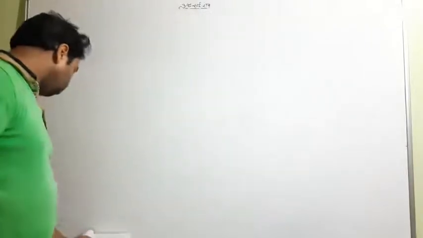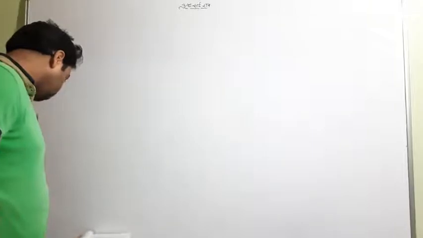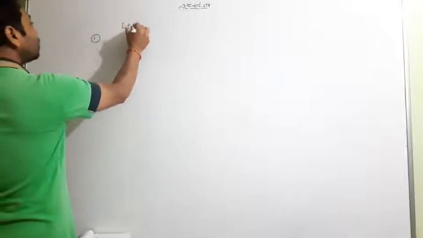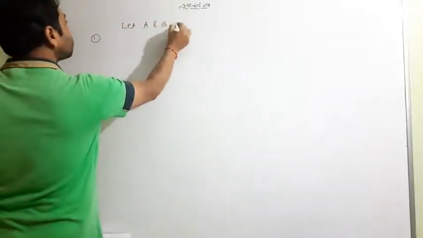Okay, let's see what is next now. Some properties are here for intersection and such. Let A and B be two sets.